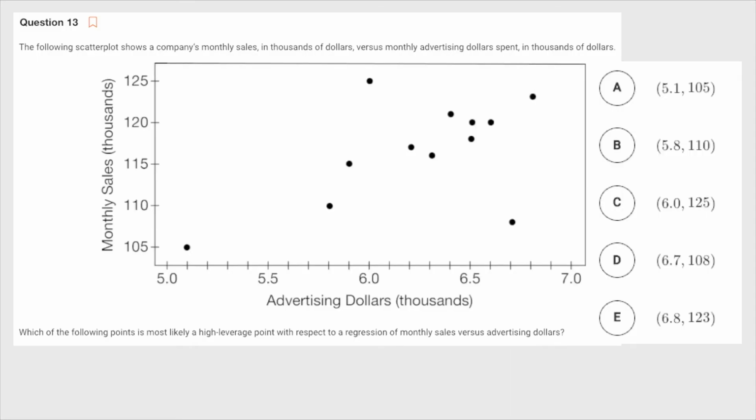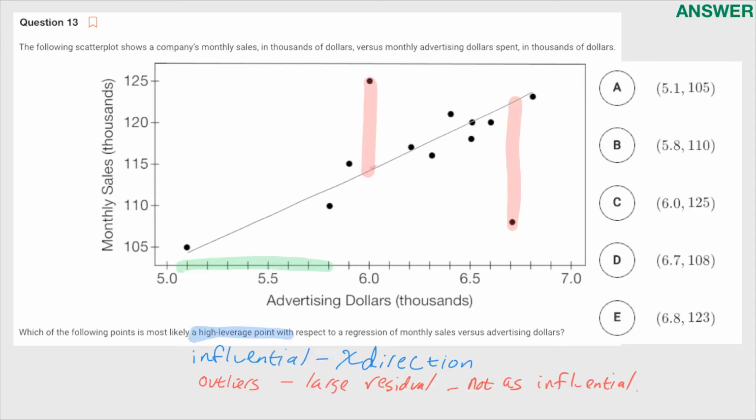So the first question gives you a scatter plot and says, which of the following points is most likely a high leverage point with respect to regression? I can understand why this was an issue, because high leverage point is not vocabulary you hear a whole lot. But what this means is which point would be influencing the line of best fit the most. There are two ways of labeling different types of points. Influential points are set off in the x direction, and outliers have large residuals. They're both highlighted on the plot above.